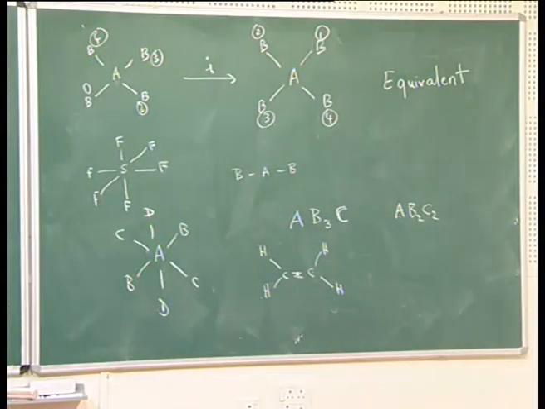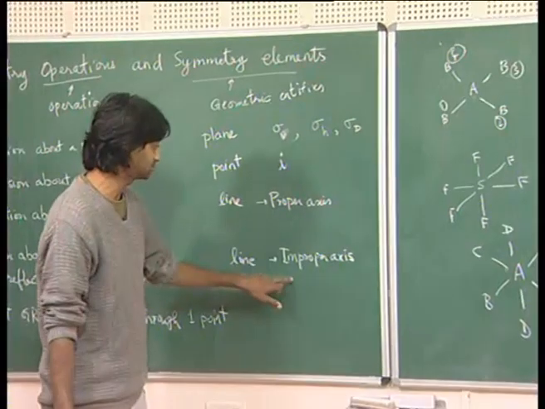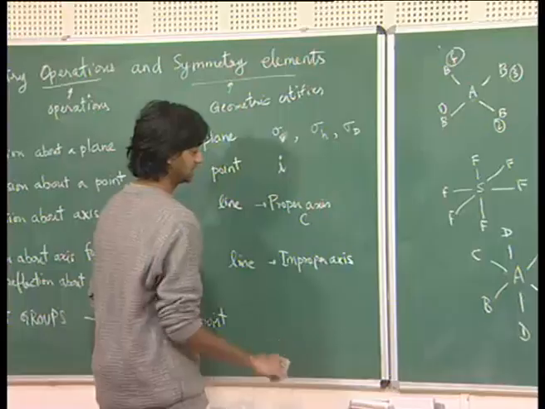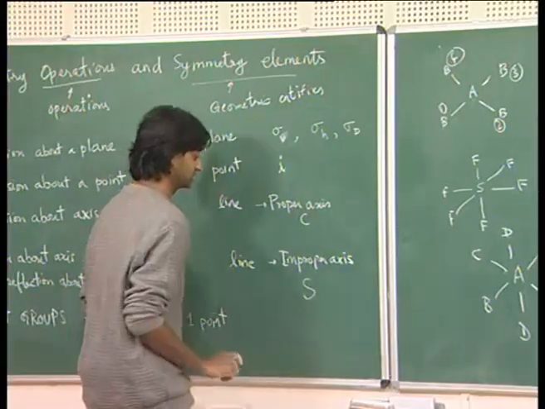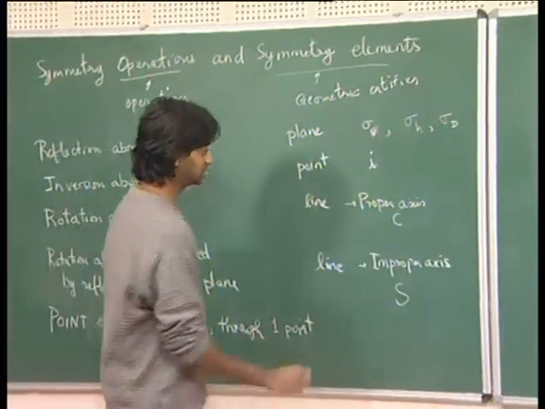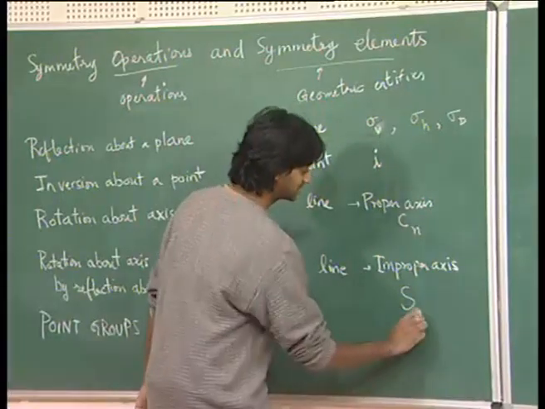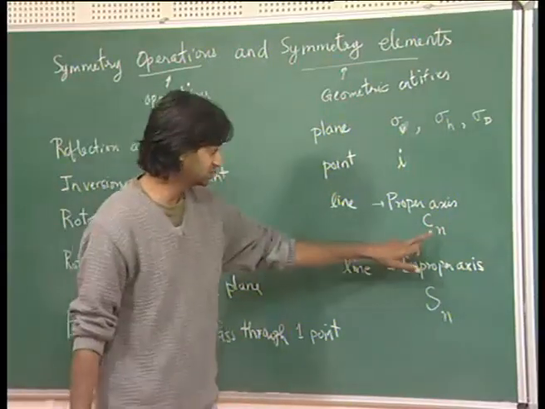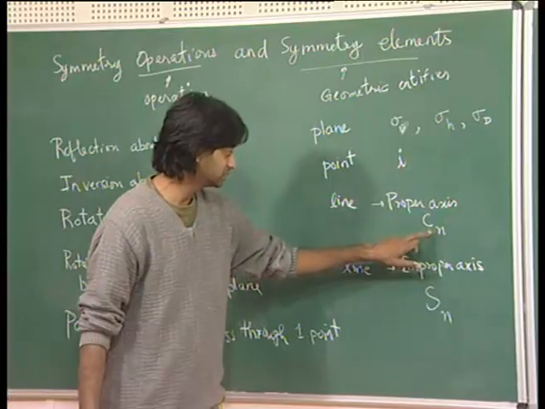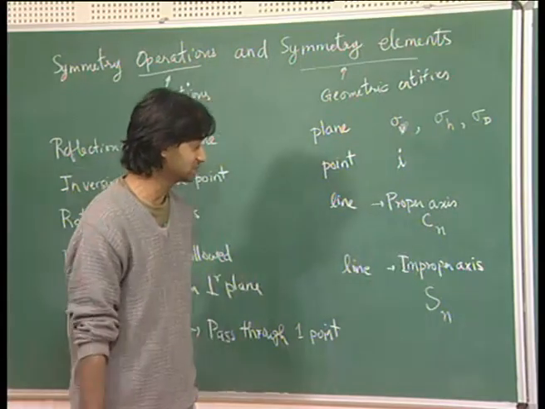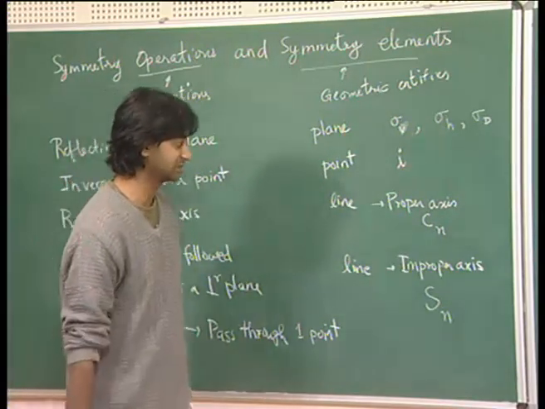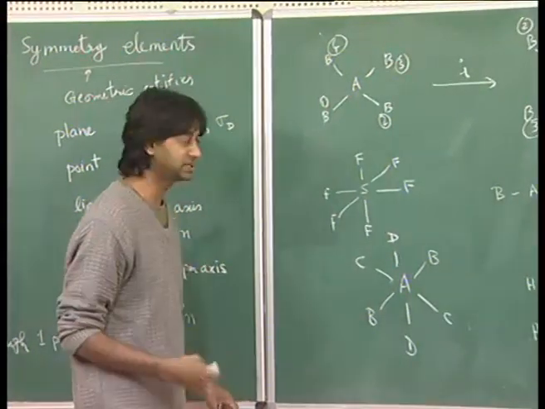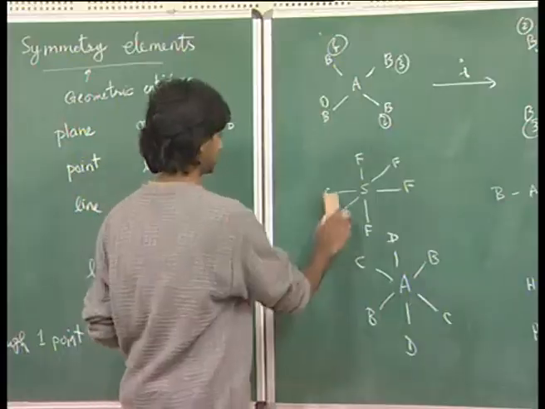So in the next class, we will talk about proper axis and improper axis. I will just mention that a proper axis is denoted by a C and an improper axis is denoted by an S. So Cn and Sn is what we will use. This is used to signify that you have an axis about which rotation is a symmetry operation. I'll just briefly mention these now, and then we'll continue the discussion in the next lecture.